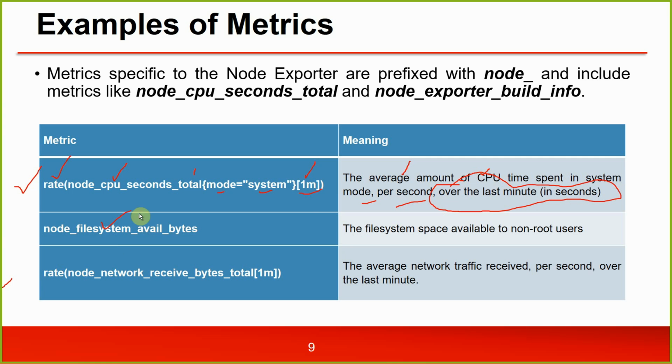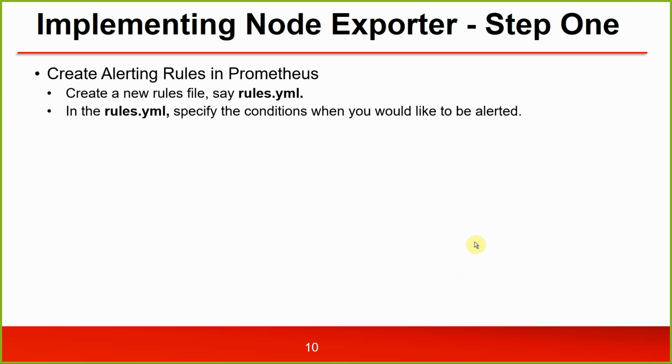Similarly, node_filesystem_avail_bytes is the file system space available to non-root users. Rate of node_network_receive_bytes_total over the last 1 minute is the average network traffic received per second over the last 1 minute. So that's how we use the metrics. These are some of the examples. All the metrics are available, and above every metric there's a hash, which means a comment, an explanation of what that metric is.